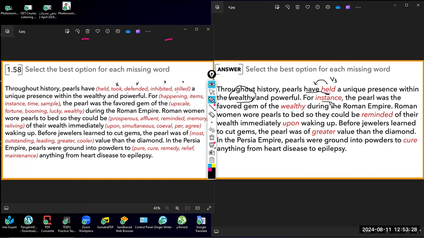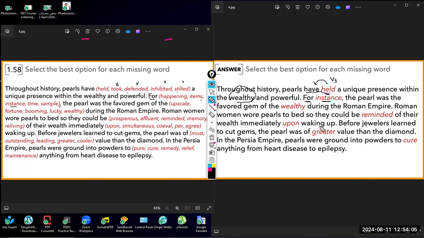For instance, so notice here that the word is instance. Why? Because, guys, we are talking about a certain example. And if I want to talk about a certain example, I have to say, for example, or maybe for instance, because we have for before, so I cannot say for happening, or maybe for items, or for sample, or for time. So to mention an example, I have to say, for example, and after that, I have to write the comma, or I can say for instance.